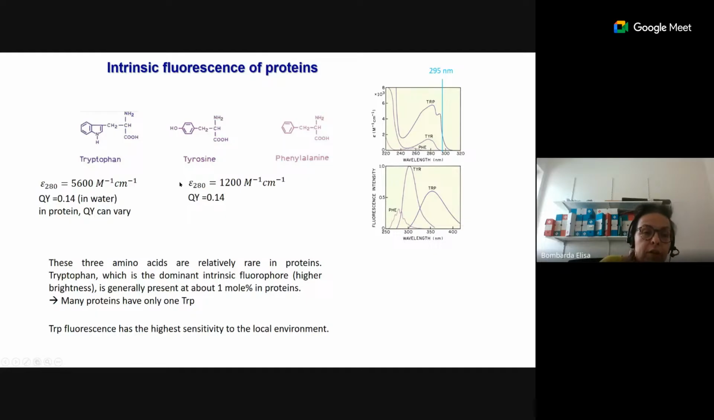So another advantage of these fluorescent amino acids is not only the fact that they are fluorescent, but also the fact that they are quite rare in proteins. Many proteins have only one tryptophan. And so that is an advantage because you can say, okay, it's a local probe, so I can have information about its environment, and I'm not getting disturbed by many other signals around it.